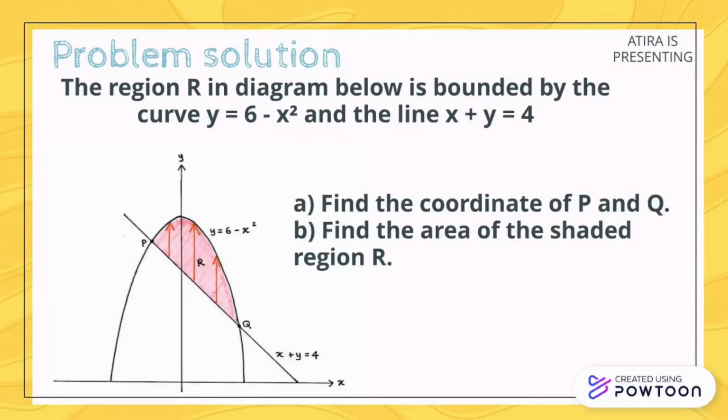Question A asks you to find the coordinates of P and Q, and question B asks you to find the area of the shaded region R, which is from the diagram the one that has been colored red. But before we move on to the solution, we have to identify the direction of the arrow. From this diagram, the direction of the arrow is pointing upward.